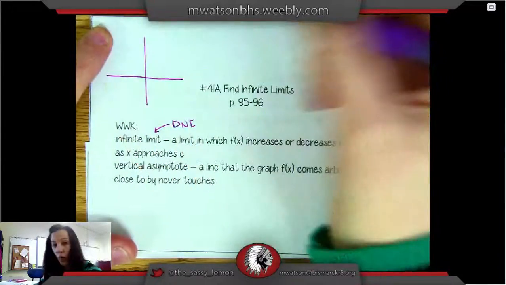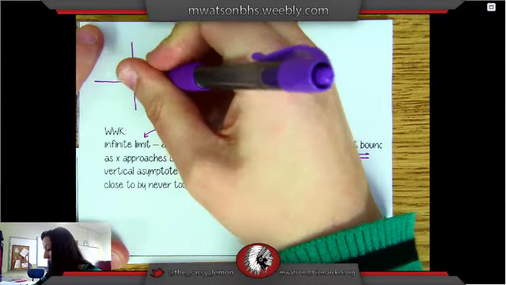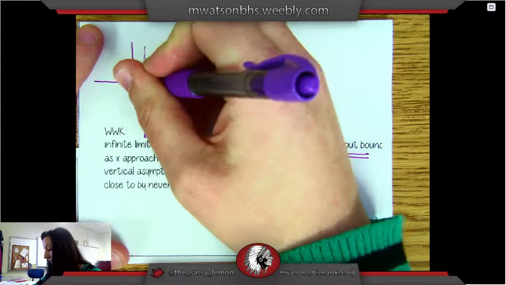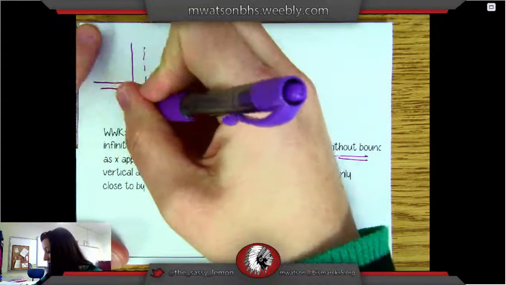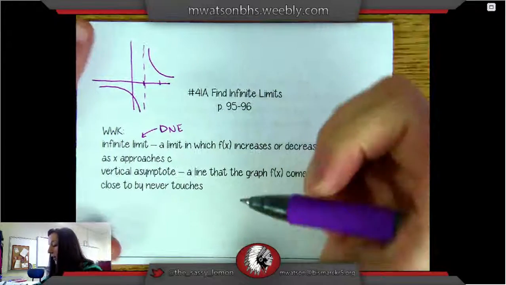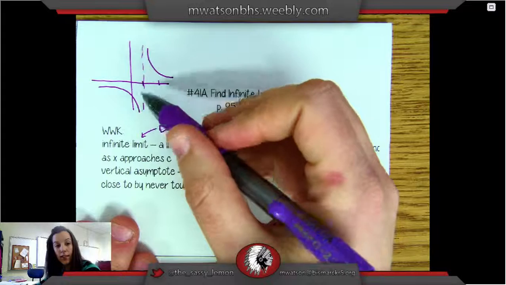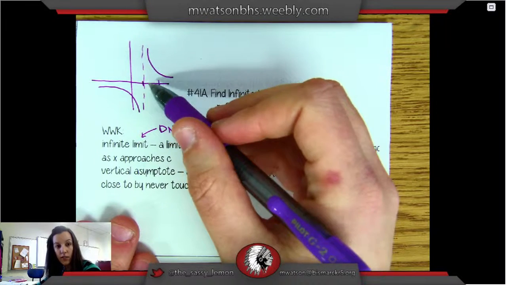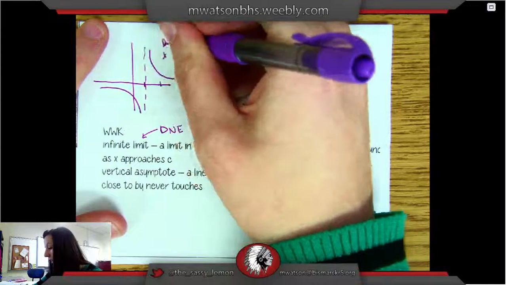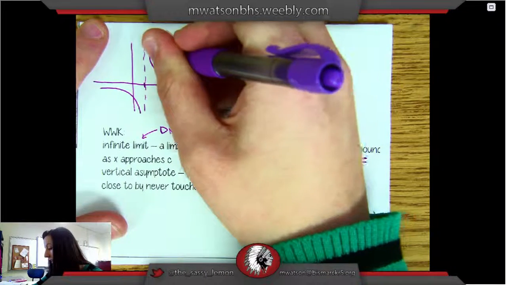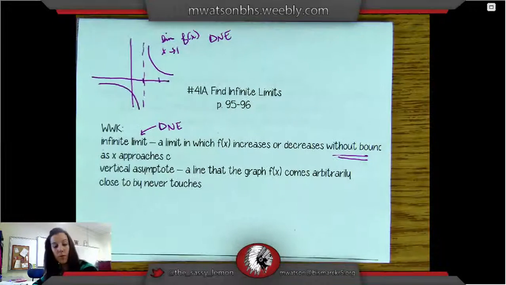And you guys can just watch, you don't have to write this down. But say we have an asymptote going through x equals 1 right here. And then our function looks something like this. So before, if we talked about the limit as x approaches 1, we would just say, oh, the limit does not exist. We would say the limit of f of x as x approaches 1 does not exist. That's all we would say.